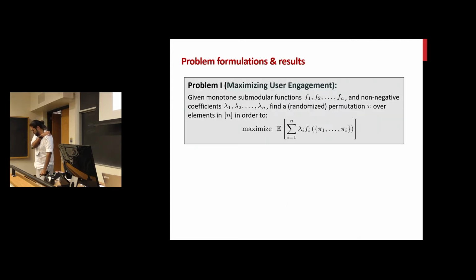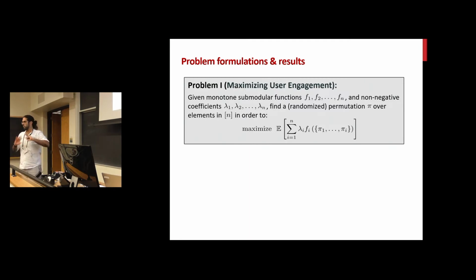All right, so with these semantics, let me try to formalize the two questions I promised earlier. Problem number 1, maximizing user engagement. Let's drop all the bells and whistles. I give you n monotone submodular functions, f_1 through f_n, with non-negative coefficients lambda_1 to lambda_n. And I'm asking you the following question. Can you find a randomized permutation such that you maximize the expected summation of i from 1 to n, lambda_i times f_i of the first i elements as the input to the function, which is the quantity I call the user engagement?